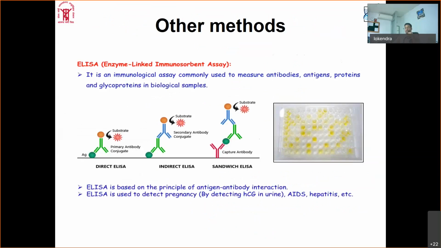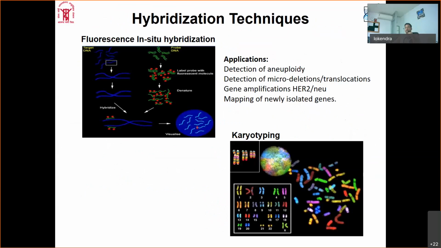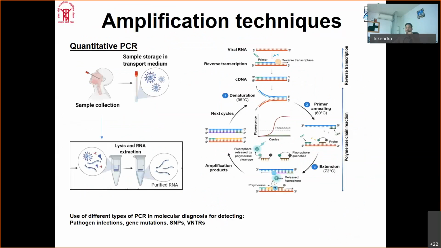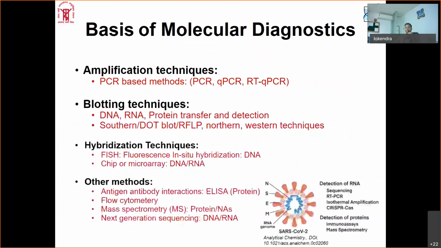The other methods we have seen so far are primarily the amplification technique, the blotting technique, and the hybridization technique, so in hybridization, FISH and chip or microarray. Now there are other methods which everybody knows. I think most of you are quite familiar with ELISA and flow cytometry, and I will discuss a little more about mass spectrometry and next generation sequencing.